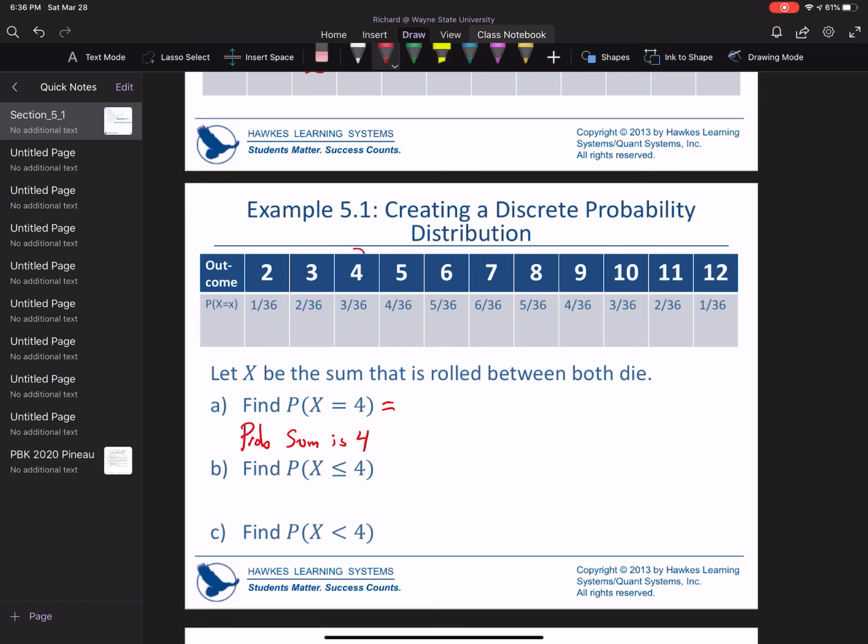Well, that's nice and easy. It's right there. It's 3 over 36. Okay, and you can simplify it if you want. I'm going to leave it as it is. And remember, you can also express it as a decimal. Okay, I would suggest just leaving it as the fraction.